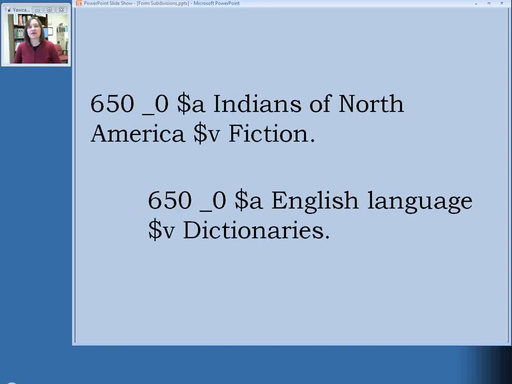In MARC format, form subdivisions are represented by a subfield V. So for our first example, we have a topical heading with a 650 tag. The main subject heading goes in subfield A, Indians of North America, and then subfield V is for the form subdivision of fiction. In the second example, it's also a topical subject heading, which is why it has a 650 tag. English language goes in subfield A, and then the form subdivision of dictionaries goes in subfield V.